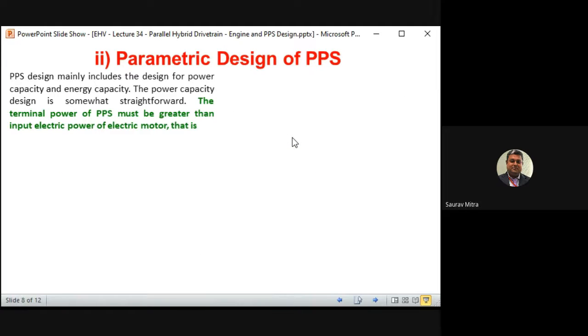I'm going for the next part, which is actually the parametric design of PPS, and this also we have seen in case of series hybrid electric drivetrain design. So one question may be asked, that is, explain the series hybrid PPS and parallel hybrid PPS. So this is a 10-mark question.